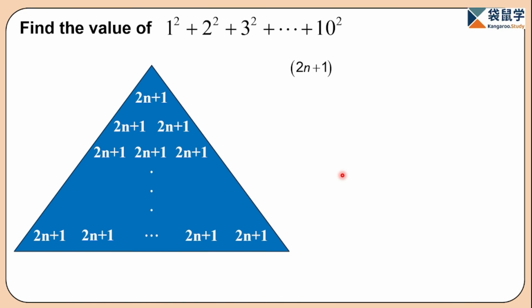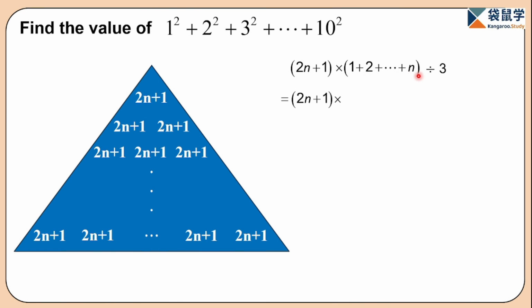But how many of them are there? So the first row, you have 1, you have 2, you have 3 until you have n of it. So you have to multiply by 1 plus 2 plus 3 until n. And we say that this is a summation of 3 triangles, but we only need 1 of it, right? So you have to divide by 3. So let's try to rearrange our calculation. You have 2n plus 1.